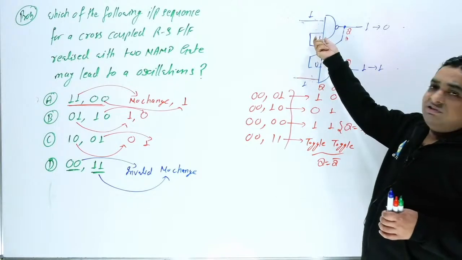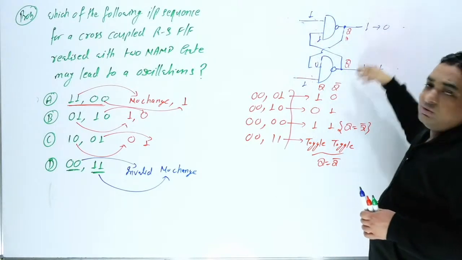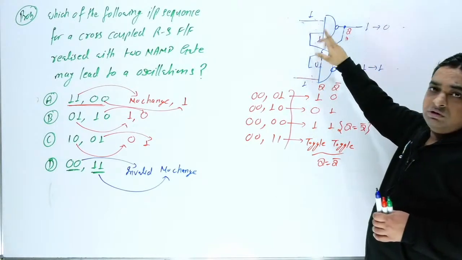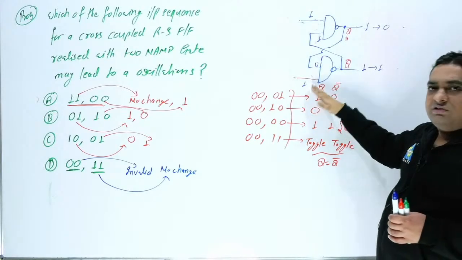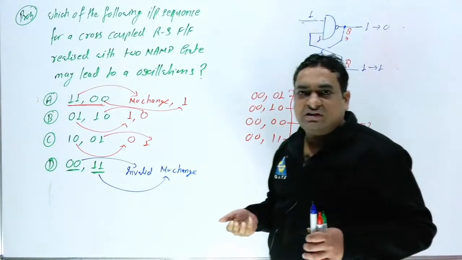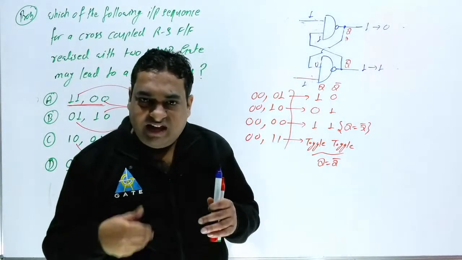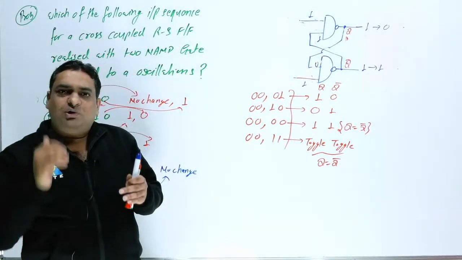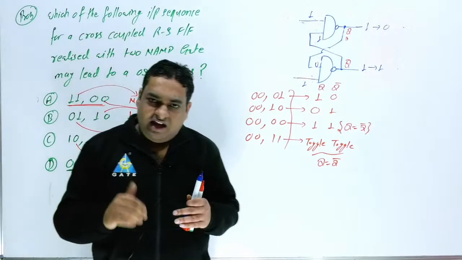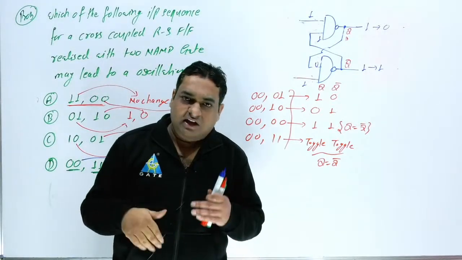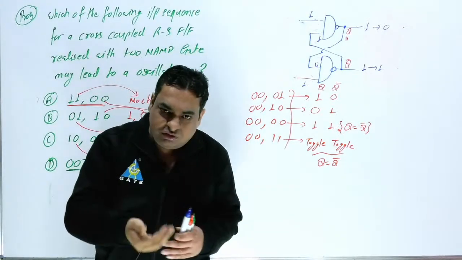Because if any input is 0, both outputs will be 1, 1. If any input is 0, then the output will be 1. It will not depend on the second input. So in a NAND gate, you can easily first create both outputs as 1, 1, and then change to 0, 0, then change to 1, 1, then change to 0, 0.